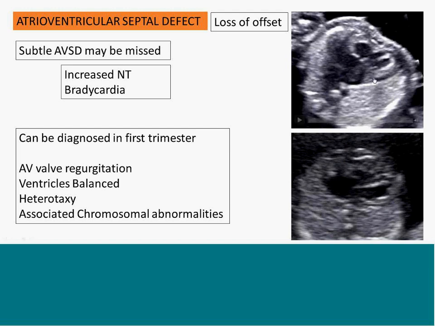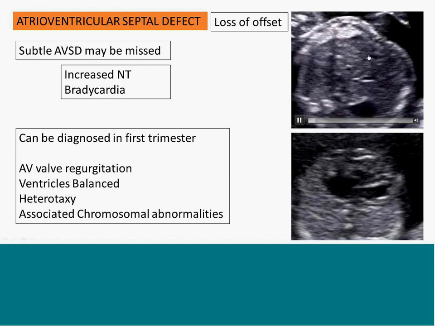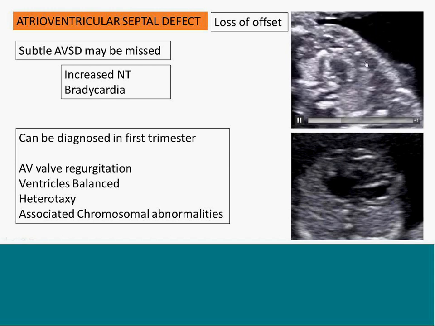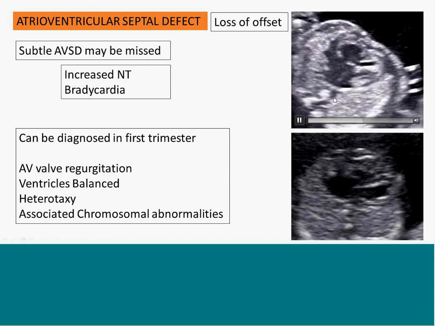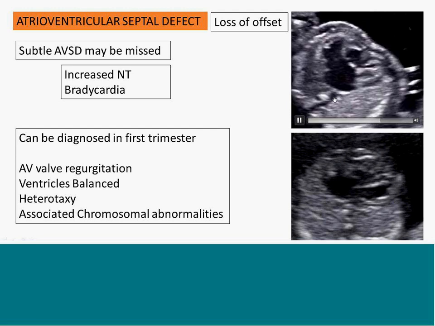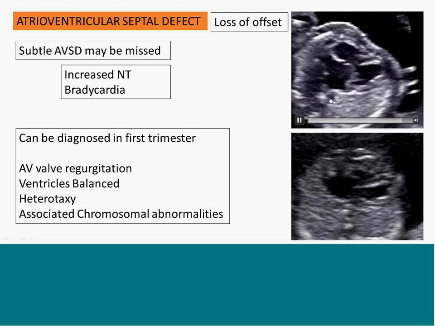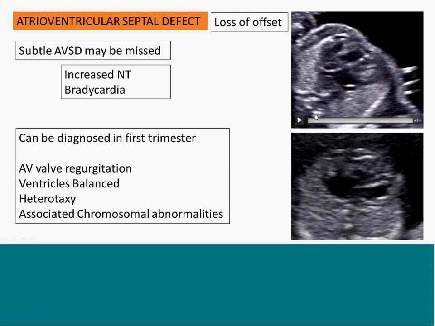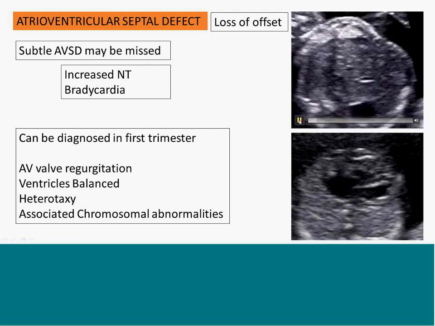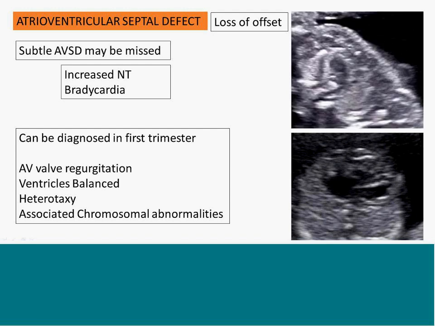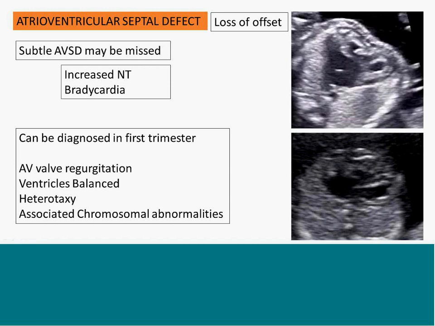And whenever you see AVSD, what are the other things to make sure? You see whether there is AV regurgitation or not. Are the ventricles balanced? Is there any sign of isomerism, where the aorta and the IVC lie on the same side of the midline? You can consider karyotyping. You also check for rhythm, since complete heart block is in association with AVSD.